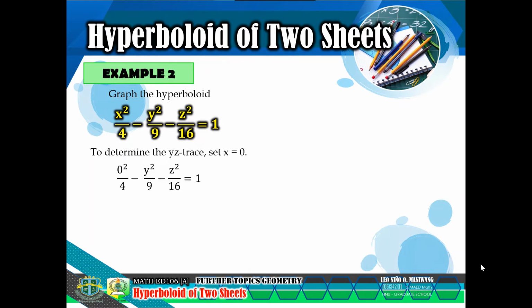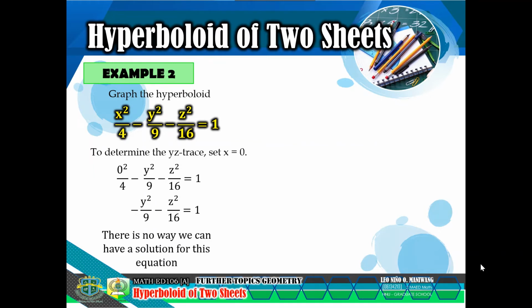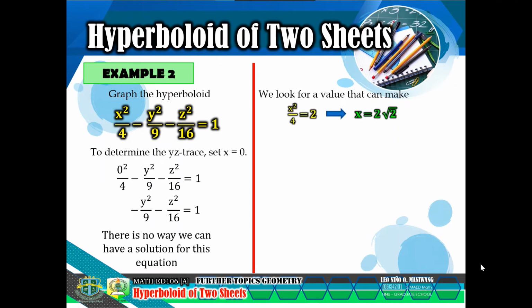So in setting x equals 0, we have 0 squared over 4 minus y squared over 9 minus z squared over 16 equals 1. We can cancel out the x term such that what remains is -y squared over 9 minus z squared over 16 equals 1. But again, there is no way we can have a solution for this equation. So the other way around is we look for a value that can make x squared over 4 equal to 2, and that is the value x is equal to 2 square root of 2.